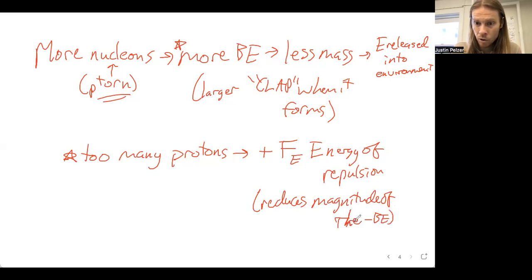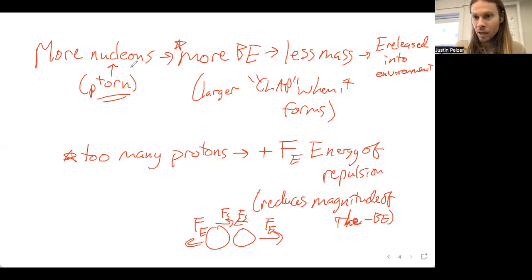The point is the strong force is trying to pull things together. The electric force is trying to pull things apart. And the strong force wins, but if you have too many protons, the electric force actually starts to matter a lot. And so more nucleons actually reaches a point around iron where you start to get less binding energy, less negative, I should be clear here. Binding energy is always negative, but it reduces the magnitude of it if you have too many protons. And that's going to become important.